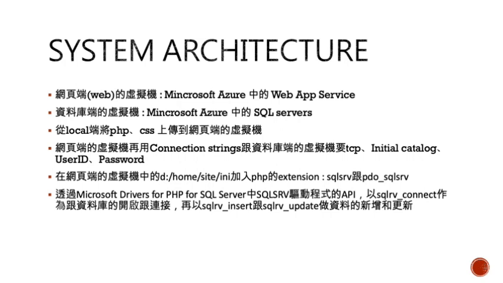And this is our system architecture. The website that we are using is Web App Service in Microsoft Azure, and also SQL servers that we are using also in the website. And from local, uploading the PHP and CSS, also using the website, which is Microsoft Azure. And we are establishing a connection using a connection string including TCP, initial catalog, user ID, and password.